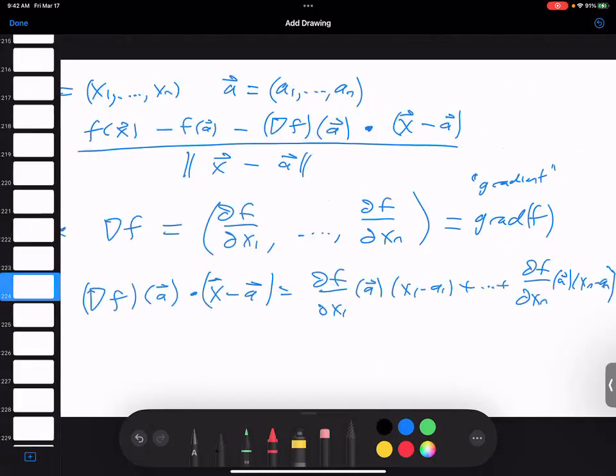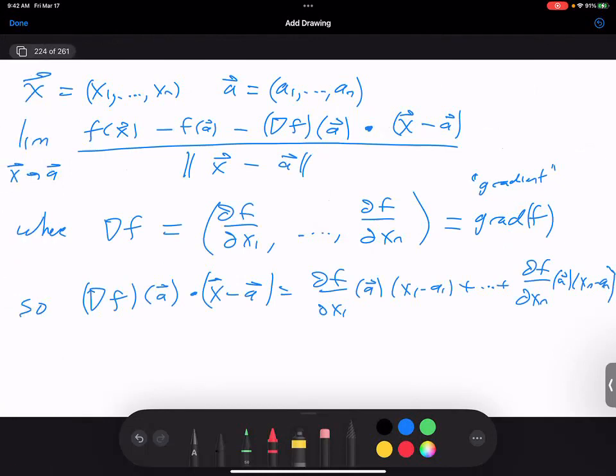So if this limit equals 0, then the function is differentiable. So we say f is differentiable if this limit equals 0.